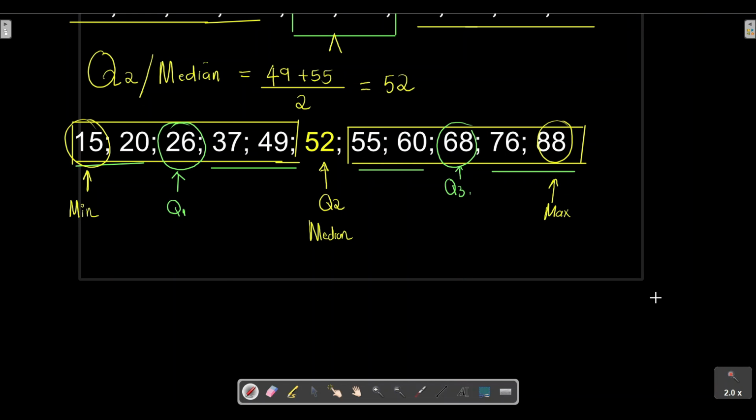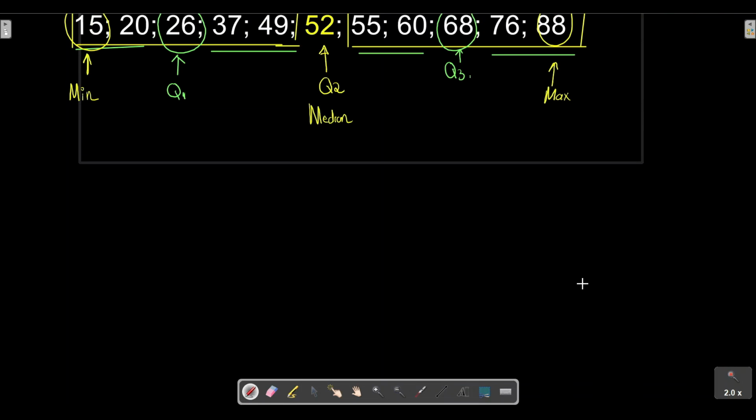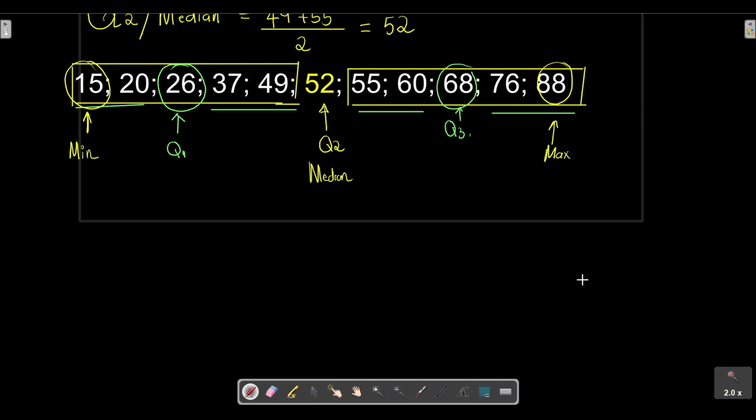From this 5-number summary, guys, I did mention when I started the video tutorial that a box and whisker plot displays the 5-number summary. So how would we now display this 5-number summary on our box and whisker diagram? Okay, so let's do that. Let's quickly draw a box and whisker diagram and display this 5-number summary.